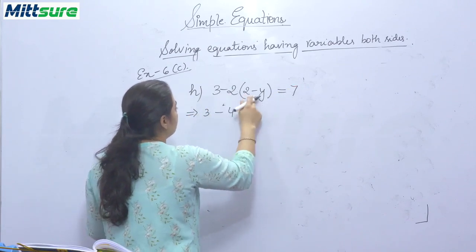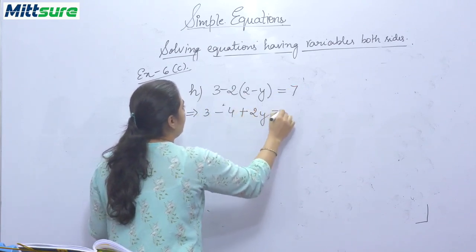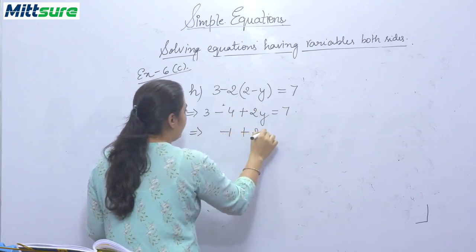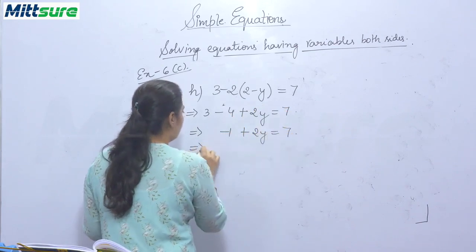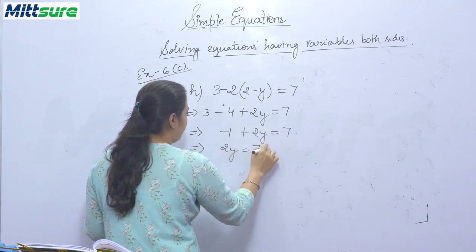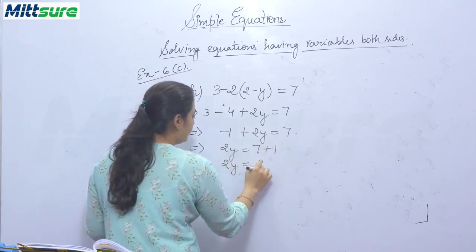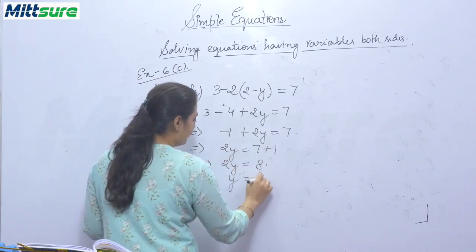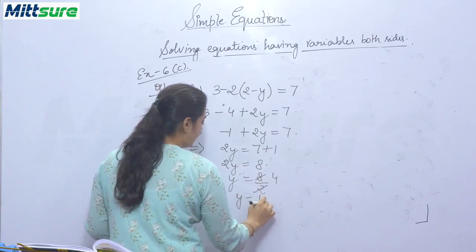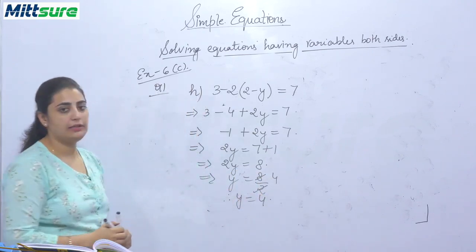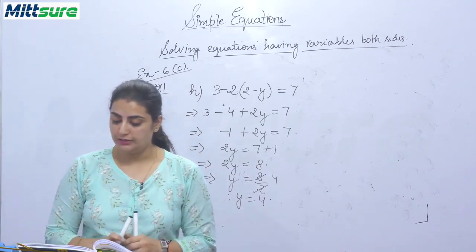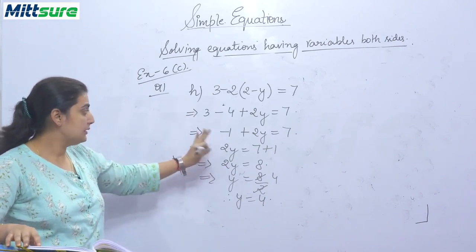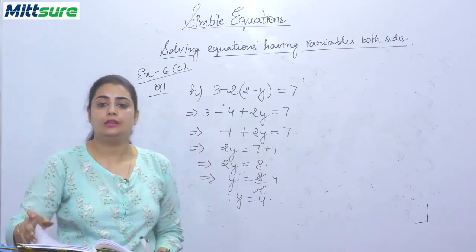2 2s are 4, plus 2y equals 7. So, it is minus 1 plus 2y equals 7. So, 2y equals 7 plus 1. 2y equals 8. That is, y is equal to 8 upon 2. You get the value of y as 4. So, this is how we have calculated the value of y by transposing the similar terms or like terms towards one side of the equation.